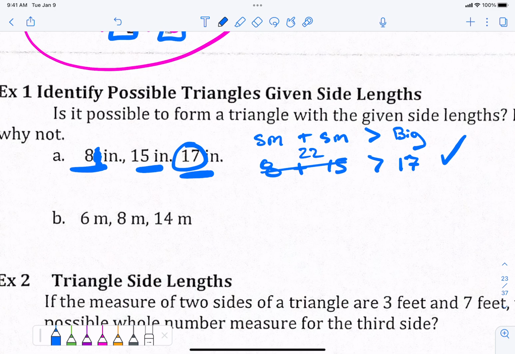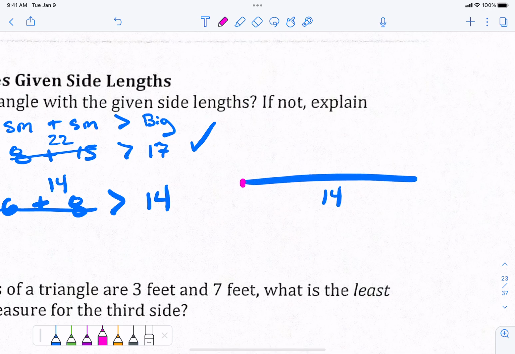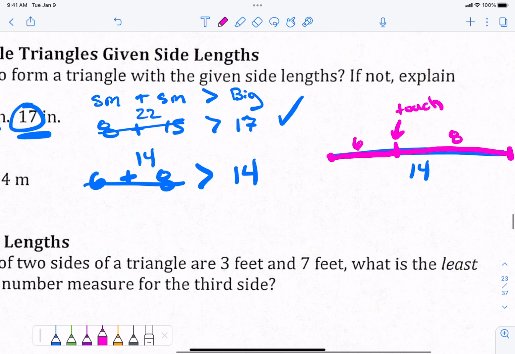Now let's talk about B. B is the 2 smaller ones added together are 6 and 8. Is that bigger than 14? No, it's the same. 6 and 8 is 14. And I just talked about how if the 2 are the same, right? So it's a no. If this is 14 right here and I lay a 6, I start the 6 here. The 6 would have to lay absolutely flat, and the 8 would have to lay absolutely flat in order for these to touch right here in the middle. I want that to touch. The 6 and the 8 would have to be laid completely flat. Is that going to make a triangle? No, right? It's 2 flat lines on top of each other. So this is not going to make a triangle. Does that make sense? Yep.